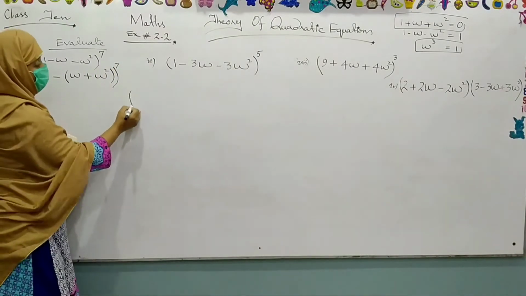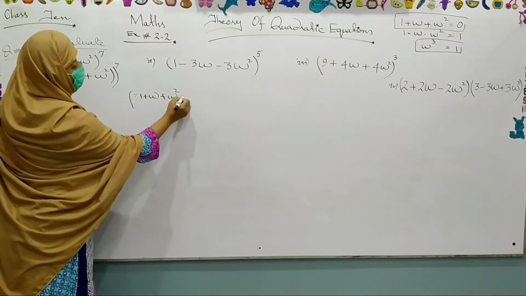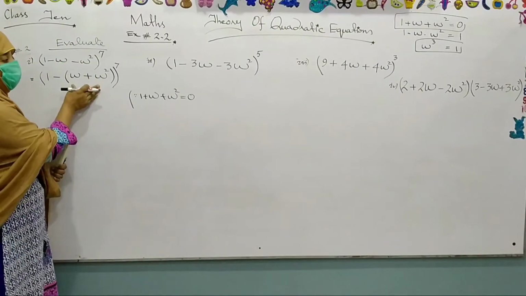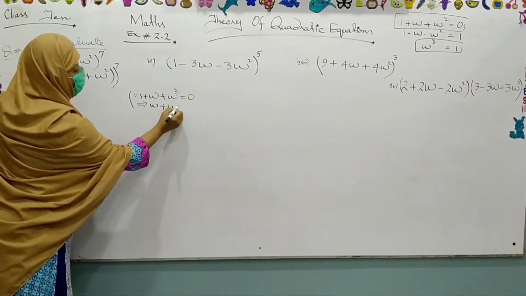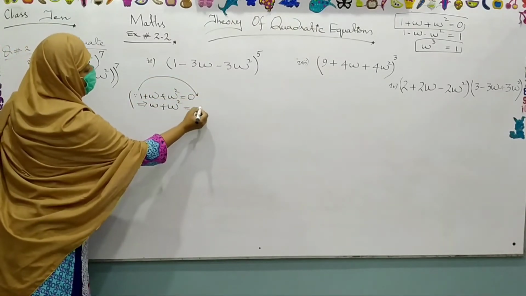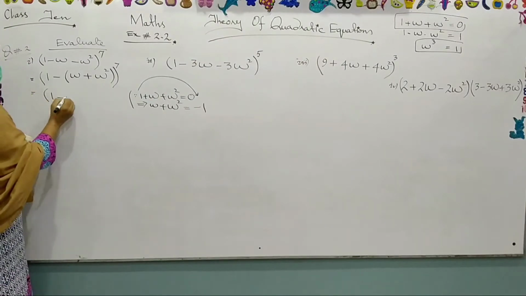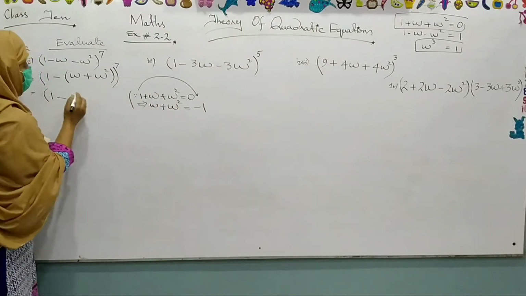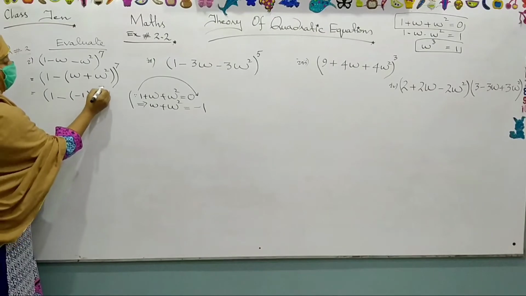Now students, you know that 1 plus omega plus omega square is equal to 0. Now I want to find the value of omega plus omega square. What will be its value? Which implies omega plus omega square is equal to, this one when goes here, it will become minus 1. It means instead of omega plus omega square, I can substitute minus 1. So I will substitute here minus 1 and whole 7.